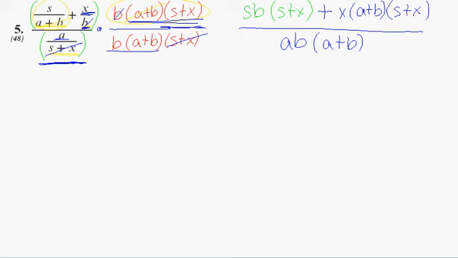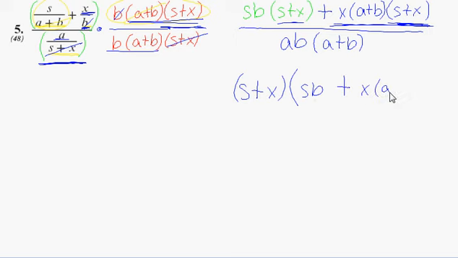But notice that we have an s plus x here and an s plus x here. So what we're actually going to do is factor out the s plus x, right? And then we're going to write what we have left. Well, we have sb. Okay, here if we factor an s plus x out of all of this part right here, we're left with plus x times a plus b. Close up this parenthesis here, and then we have a, b times the quantity a plus b.